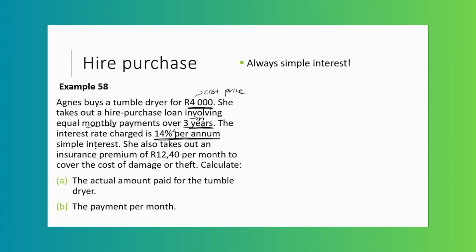We don't have to tell you that part. You need to know it's simple interest. She also takes out an insurance premium that is R12.40 per month to cover the cost of damage or theft or something.